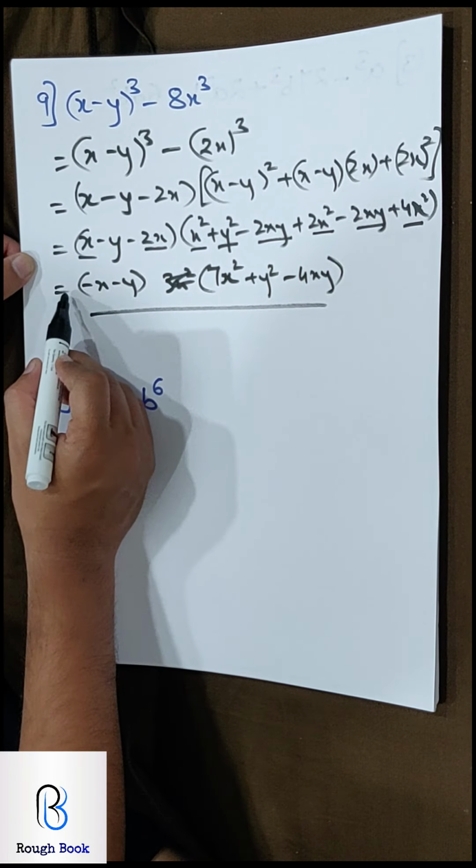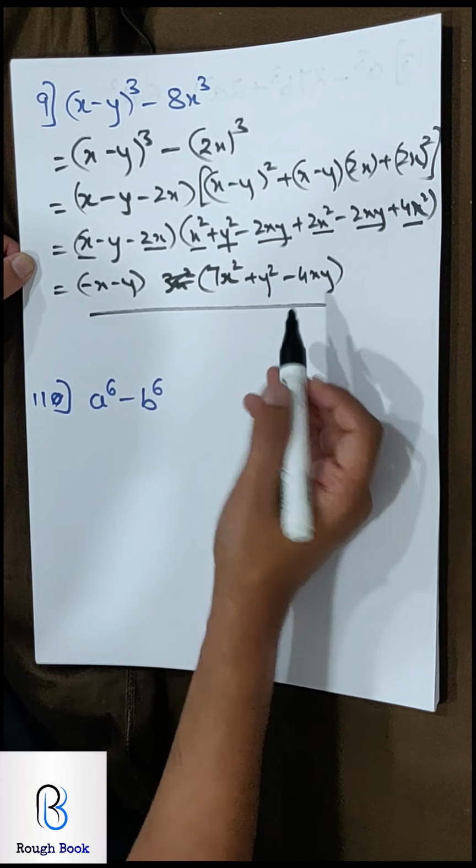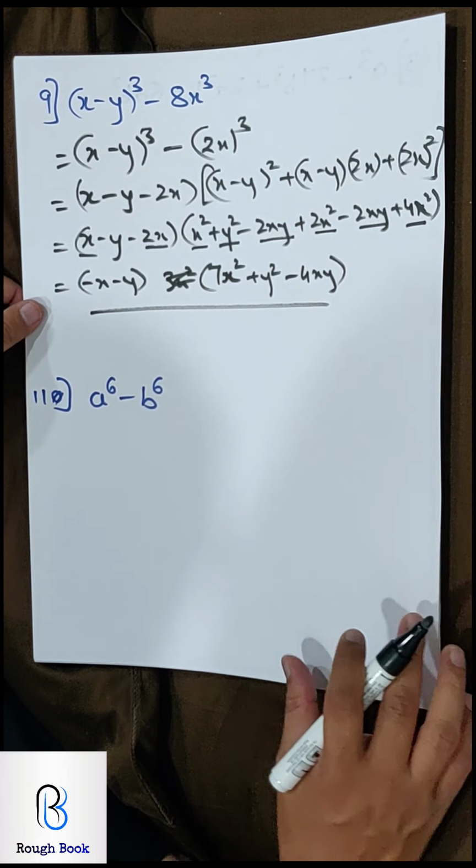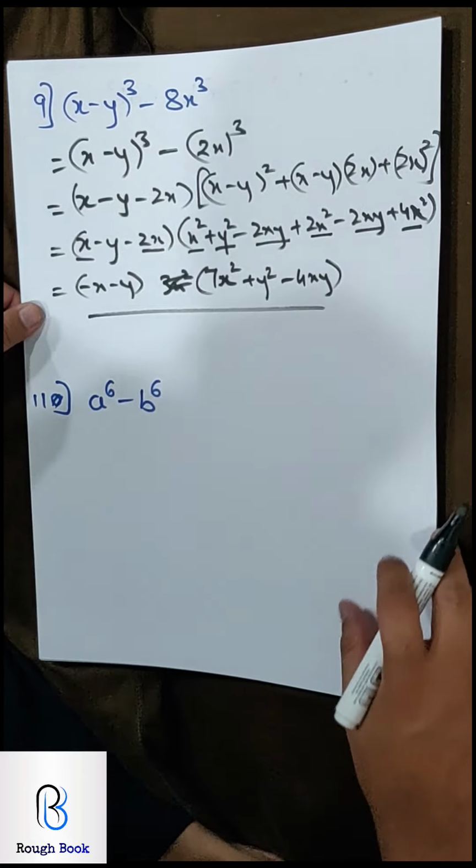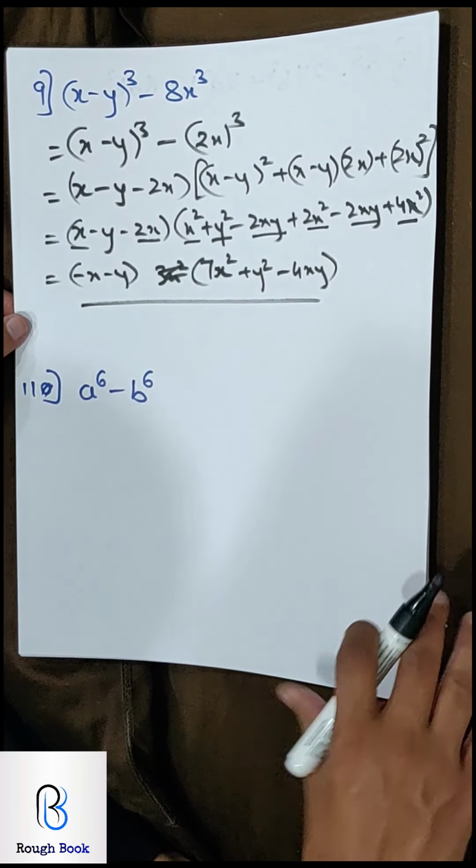At the max I can pull this minus out and make this x plus y, or keep it as it is. Anything is going to be accepted, no problem at all. 11th one, put a star beside this sum, a good question.